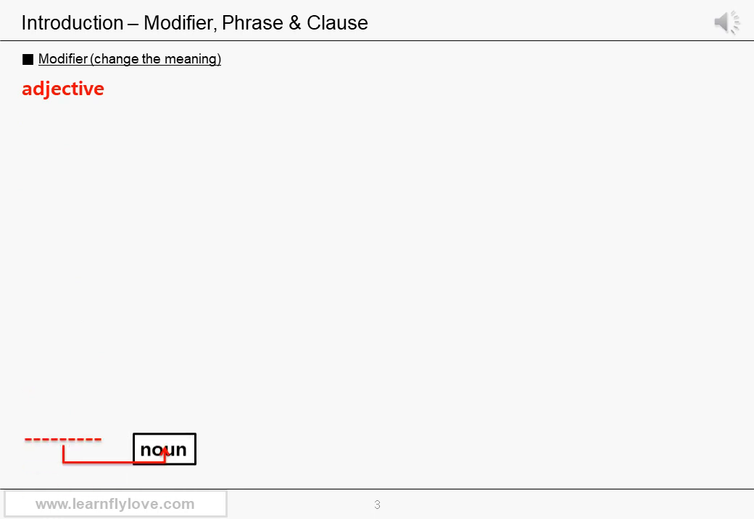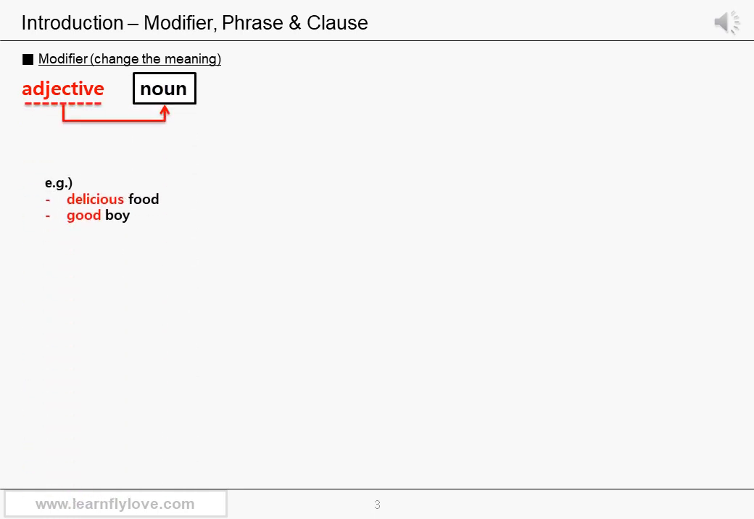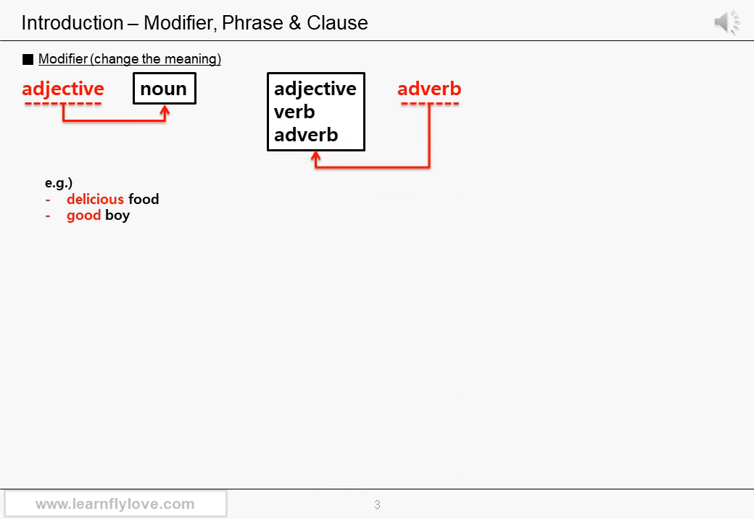Then what kind of modifiers that we already know are there? Adjectives. Adjectives modify nouns. As you see the example, delicious food, an adjective delicious modifies a noun food. No further explanation is required. Next, adverb. Adverbs modify adjectives, verbs, and the same adverbs. Let's see the example. Drive slow. Slow here is an adverb which modifies the verb drive. Devastatingly pretty. Devastatingly is an adverb and it modifies the adjective pretty.